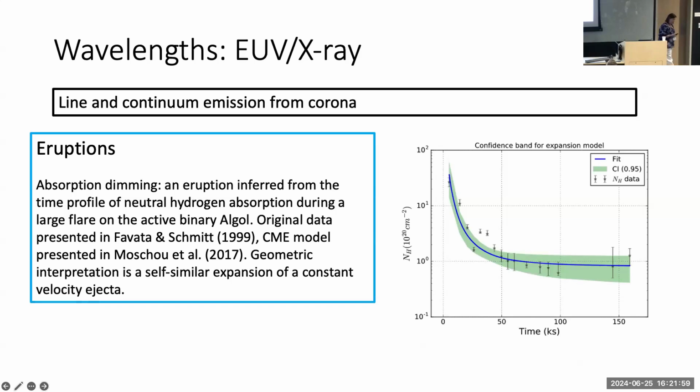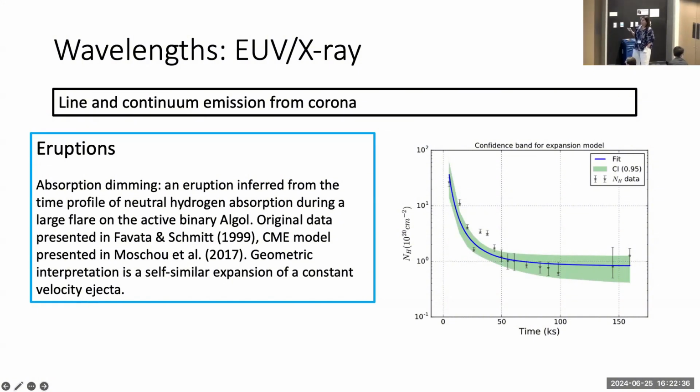Other evidence for eruptions in the EUV and X-ray. This was a paper reported by Sofia Moschou in 2017, based on earlier data that was presented in Favata and Schmitt, a very large flare observed on the active binary system Algol. What was particularly notable about this event is that there was a very sudden increase and then systematic decrease in the column density of hydrogen during the decay phase of the flare. That was published in the original paper.